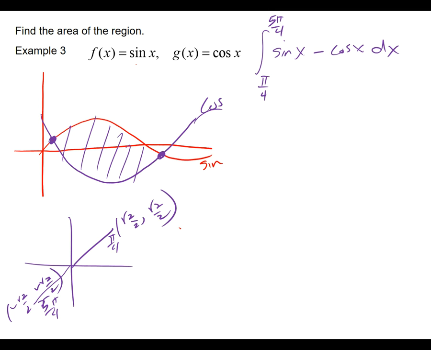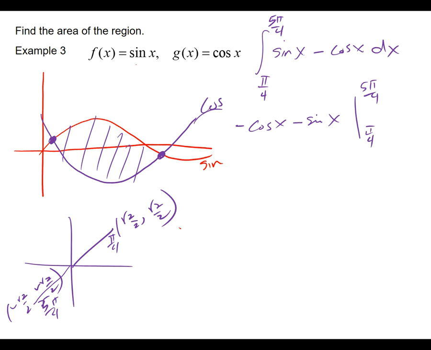All right, let's go ahead and integrate it. When we integrate sine, what do we get? Cosine. We need a negative in front of it. And it's minus when we integrate cosine. What do we get? Sine. But the negative comes from the original problem, right? Then we're going to go from pi over 4 to 5 pi over 4.